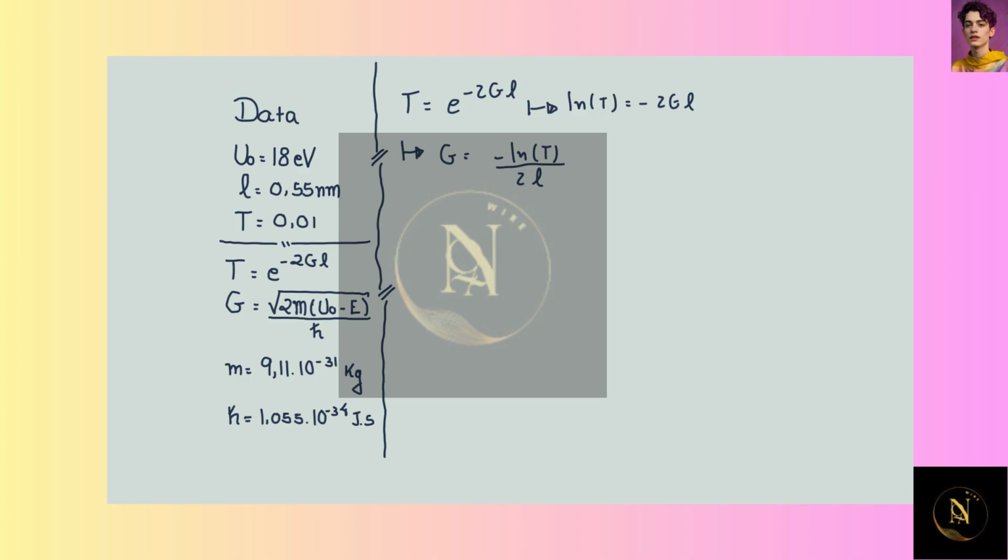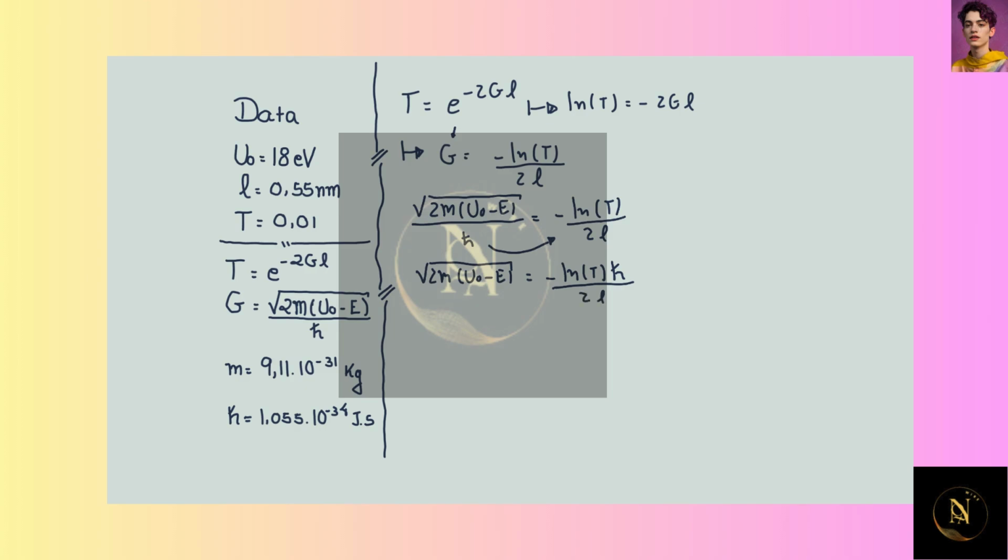Now we have to use the equation for G, which is this one. By plugging in this equation here, we get the following. The square root of 2m(U0 minus E) divided by h bar is equal to minus the logarithm of T divided by 2 times L. Now we have to solve for the energy. So we send the h bar to the other side to get the square root of 2m(U0 minus E) is equal to minus the logarithm of T times h bar divided by 2 times L.